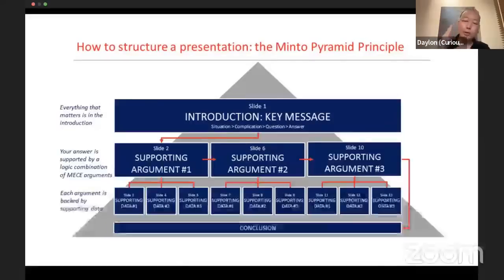You have the introduction and the key message that you want to get across. This is very good for busy people, right? Because busy people just want to know the recommendation. Now, once you get that across, you actually present the supporting argument.